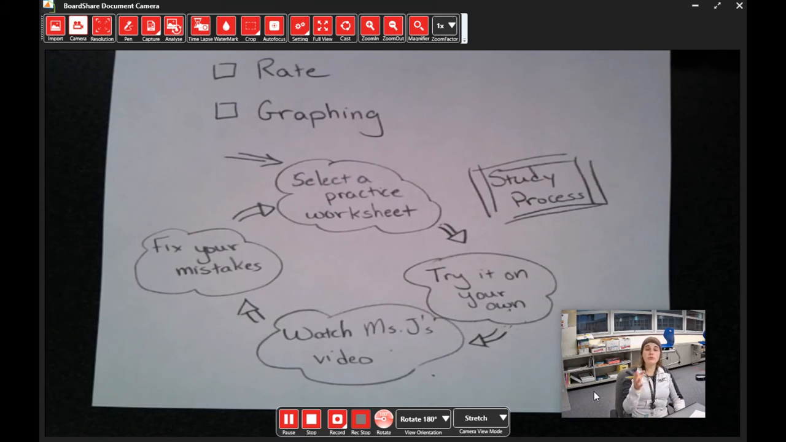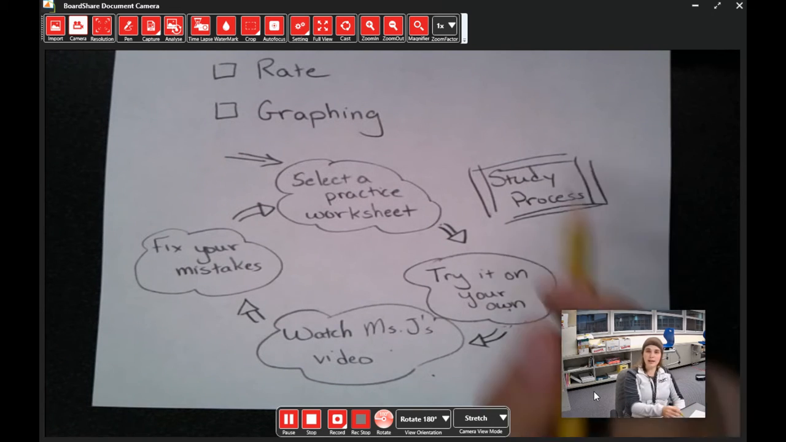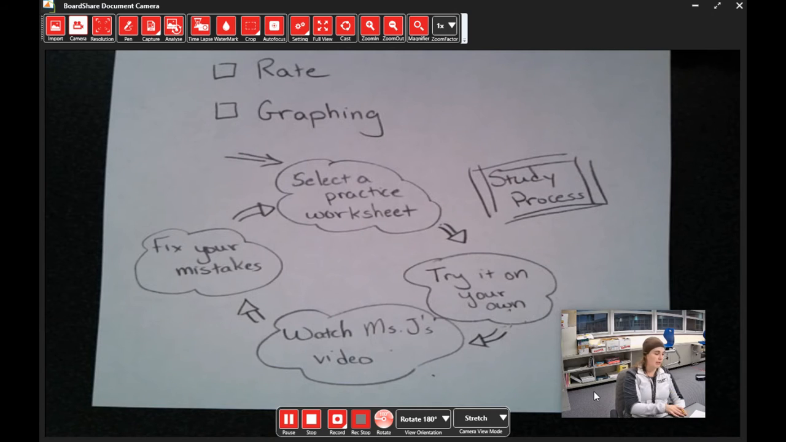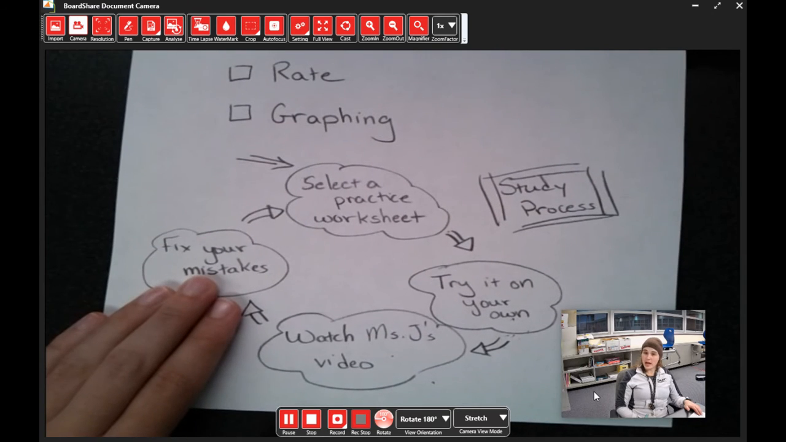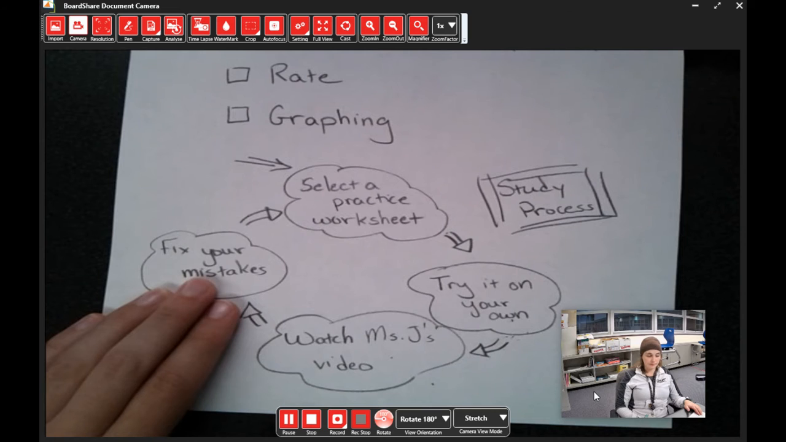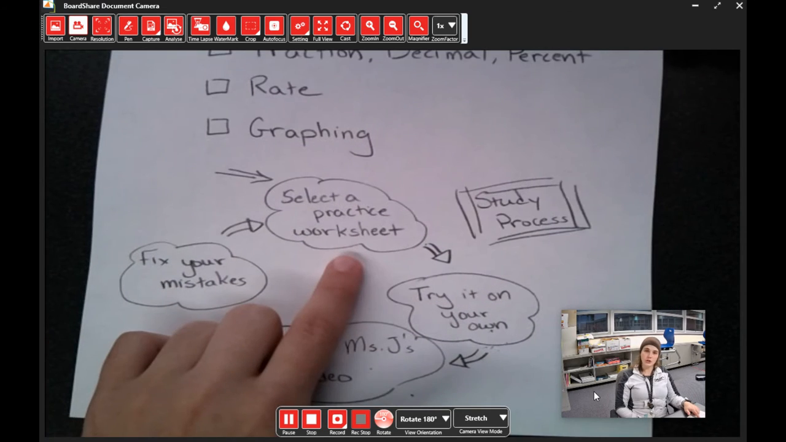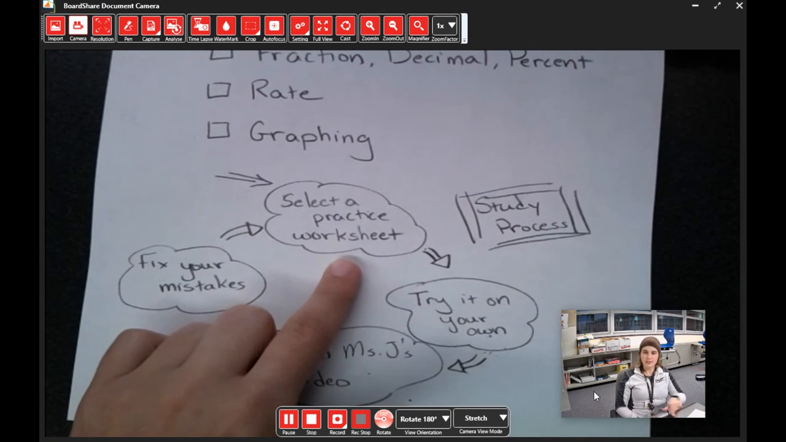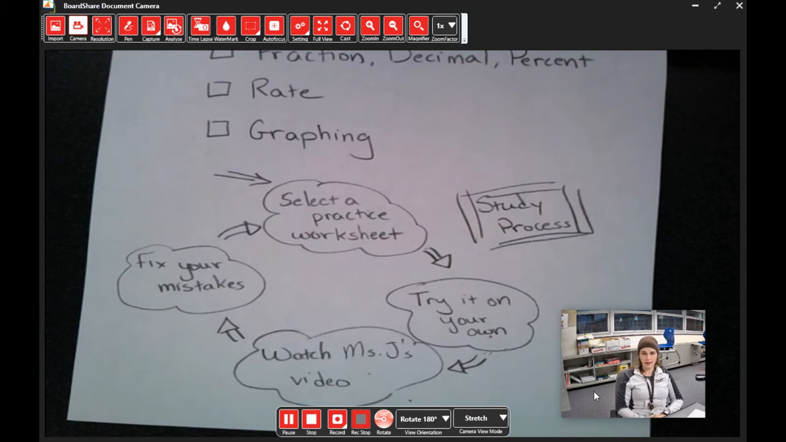Remember that you can use your notes to help you on the test. So if you find a handy-dandy trick that works for you for maybe fraction decimal percent, write it down. Take it with you so you have it for the test. Once you've fixed your mistakes for that worksheet and you finish that worksheet, you can then select a new practice worksheet and start the process all over again.